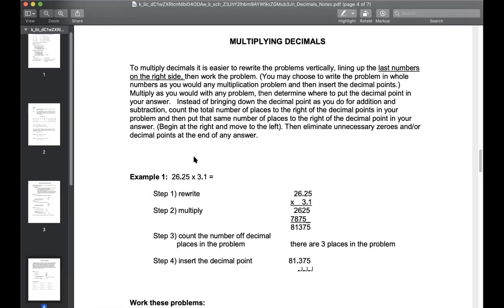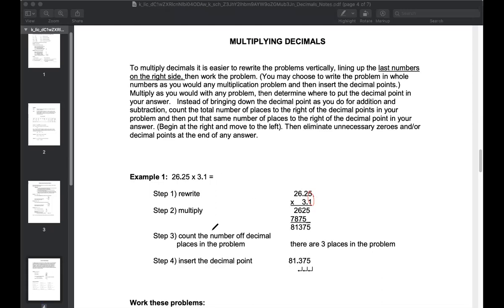So I have a 5 and a 1. Those are what should be lined up. And as you can see, when I rewrite the problem here, it is lined up. That's what you need to do when you're multiplying decimals. You just need to line up the last numbers of the numbers that you're multiplying together. And then you count the decimal places. After you've done the whole multiplication problem, you put your decimal back into your answer by counting the decimal places. So I have three decimal places. With my 81,375, I have to count 1, 2, 3, and that's where I put my decimal in.